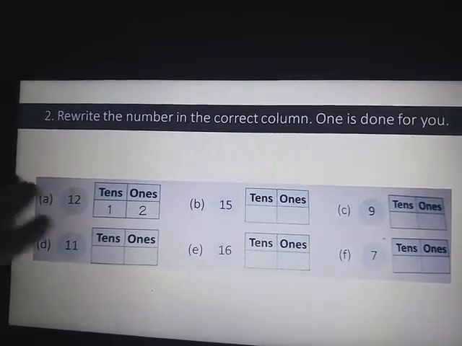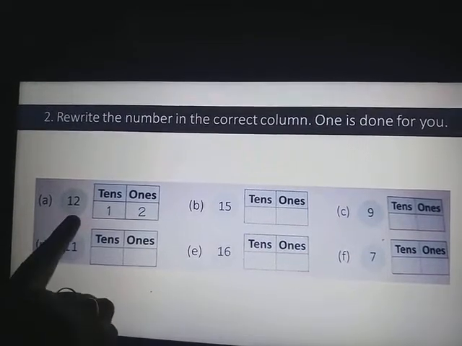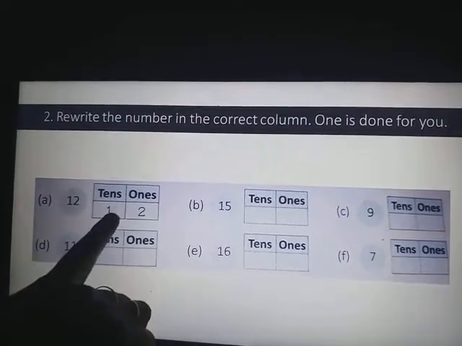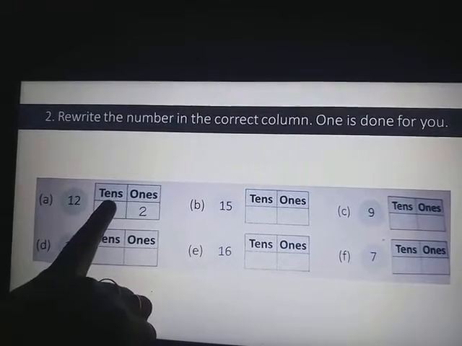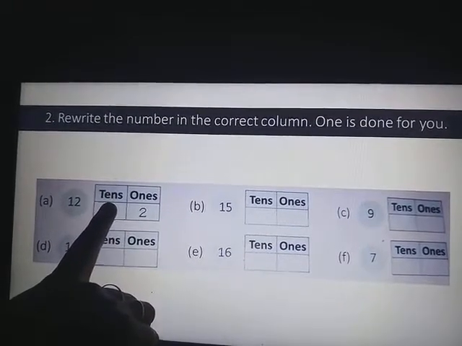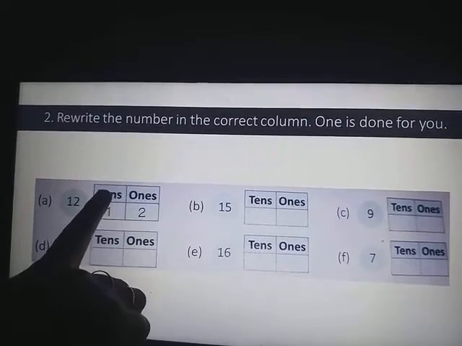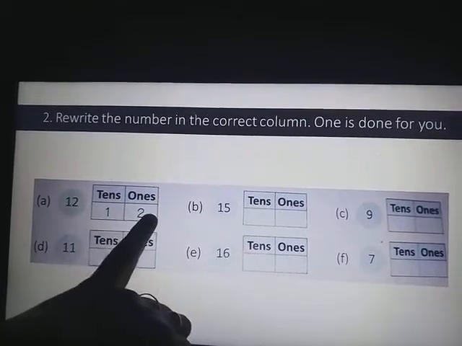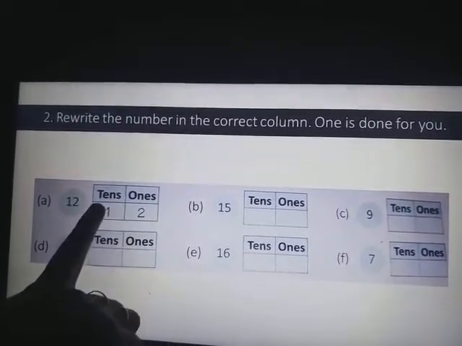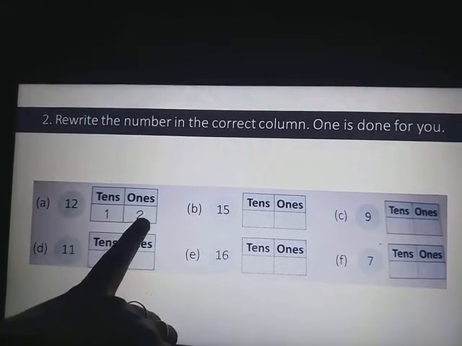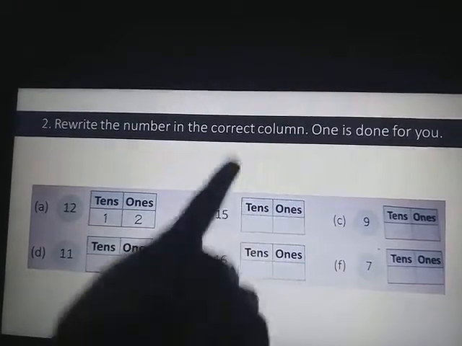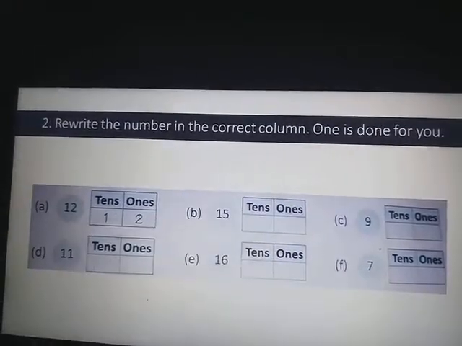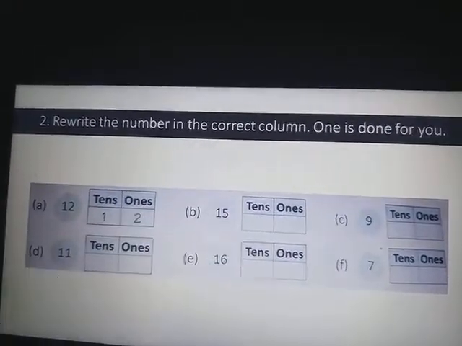So now it's time for the exercise. 12 is 10 plus 2. The 1 means one ten, 10 is there, and 10 plus 2 means 12. Now like that you have to say 10 plus 5, 15. So 1, 5. Understood? This is your second question.